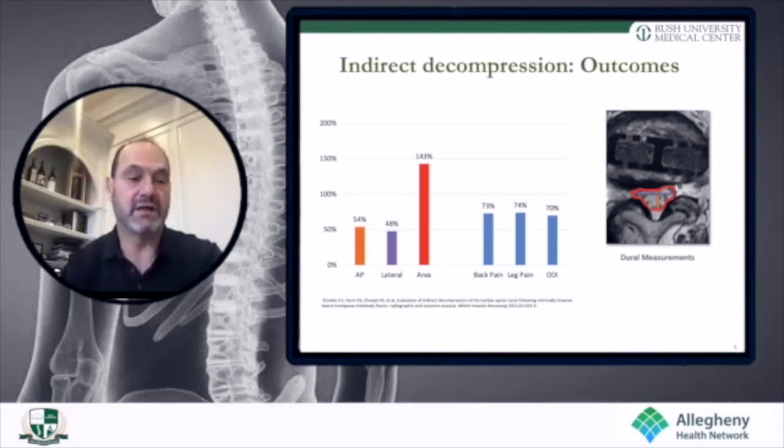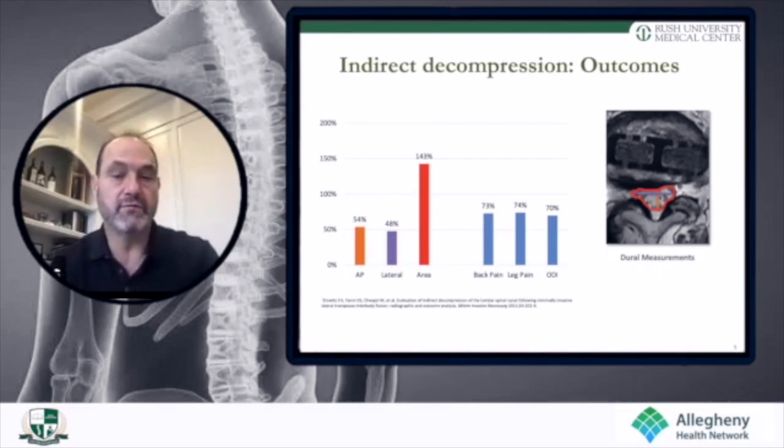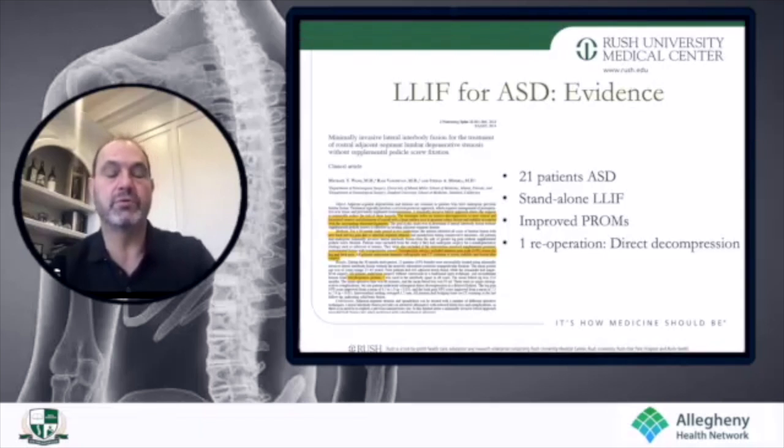And here's a study from Elowitz just showing sort of what you might expect with indirect decompression. You can see about 50% increase in AP lateral dimensions of the canal and about 150% increase in the canal area. And there you see, concomitant with the widening of the canal, substantial improvement in back pain, leg pain, and ODI as a result of the indirect decompressive effect. So this is important when we talk about standalone constructs adjacent to fusion.